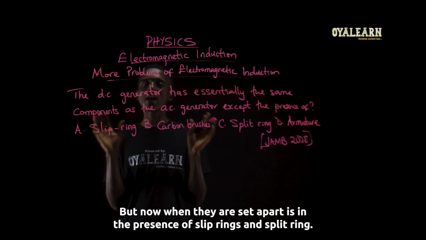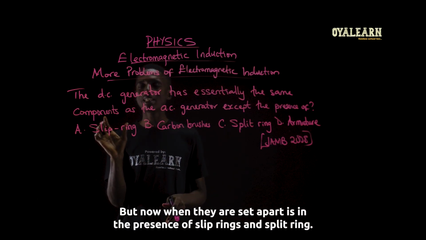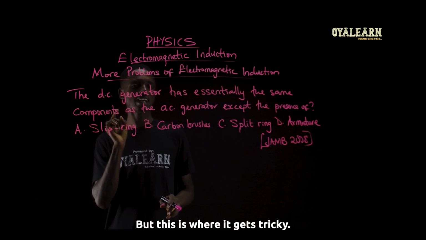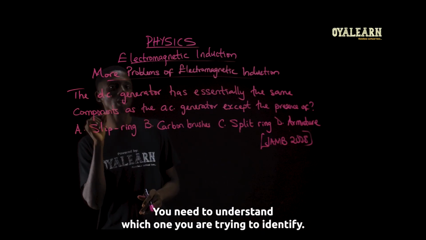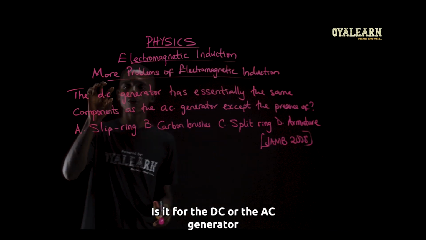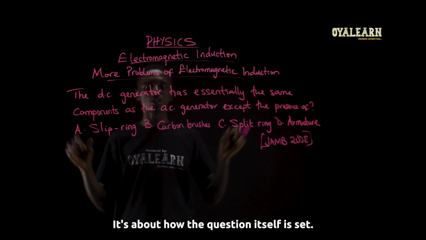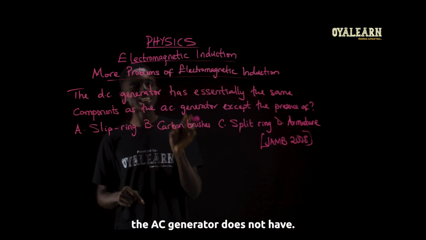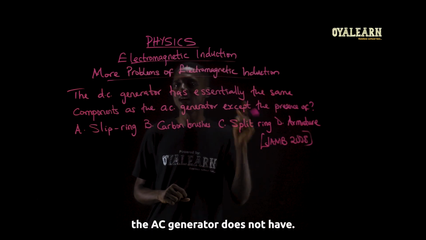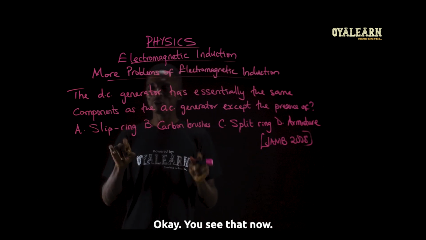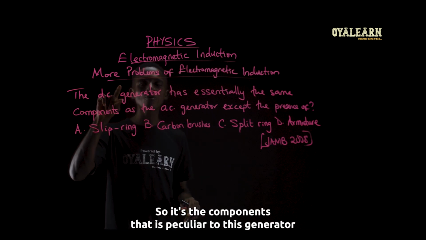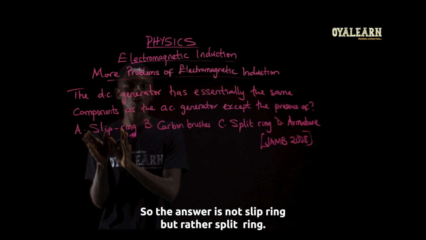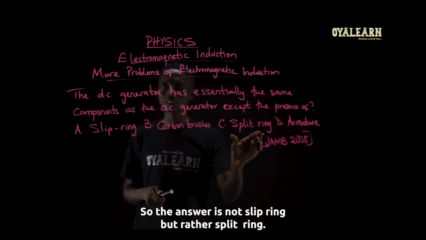But where they are set apart is in the presence of slip rings and split ring. This is where it gets tricky. You need to understand which one you are trying to identify. Is it for the DC or the AC generator? It's about how the question itself is set. We are looking at what the DC generator has that the AC generator does not have. So it's the component that is peculiar to the DC generator we are supposed to highlight, not the one for the AC generator. So the answer is not slip ring, but rather split ring.